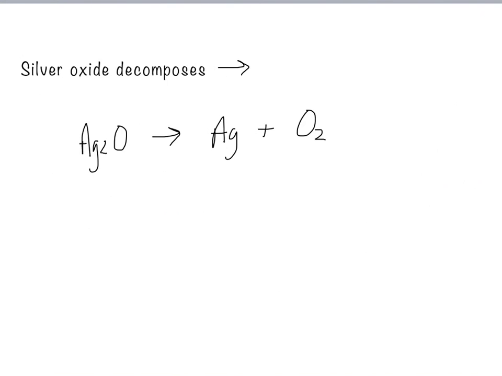Okay, now to balance this, I need to put a 2 in front of the silver oxide to satisfy the 2 oxygens, and then put a 4 in front of the silver. And so we'll just say it turns into silver plus oxygen. And this is a decomposition.